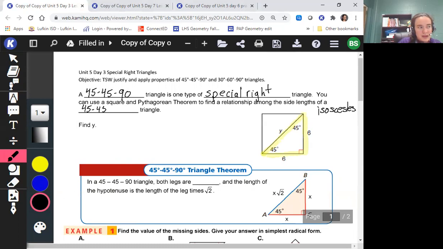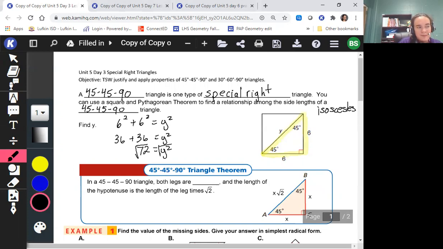And because this is an isosceles right triangle, we know a pattern that happens with y. So if you take 6 squared plus 6 squared equals y squared, like you would for the Pythagorean theorem, 36 plus 36 equals y squared. Then we take 72 equals y squared and take the square root of it.